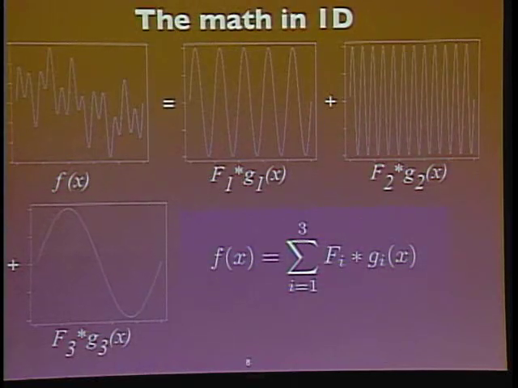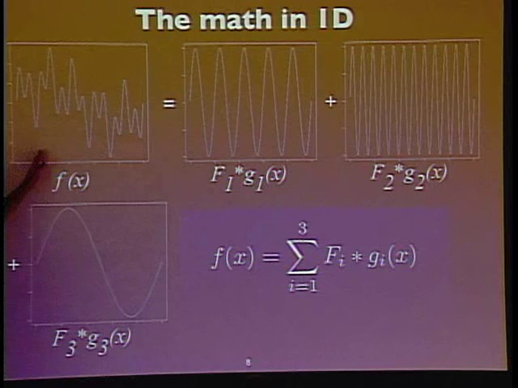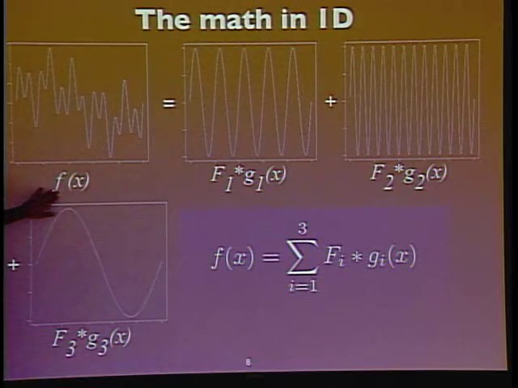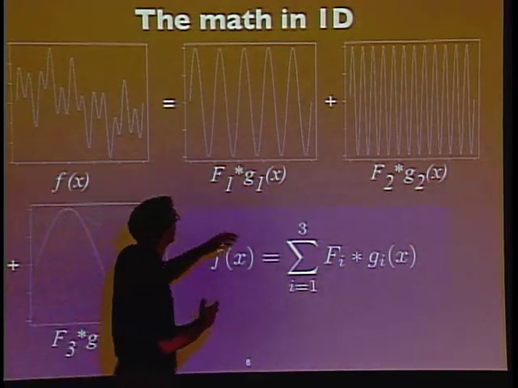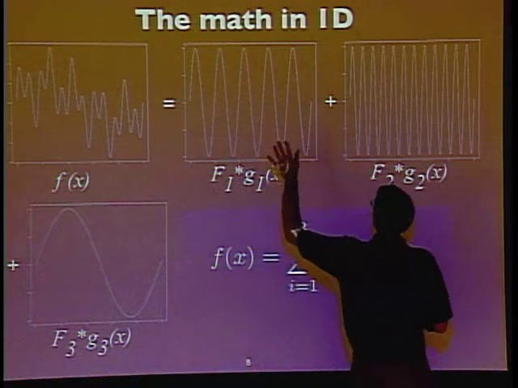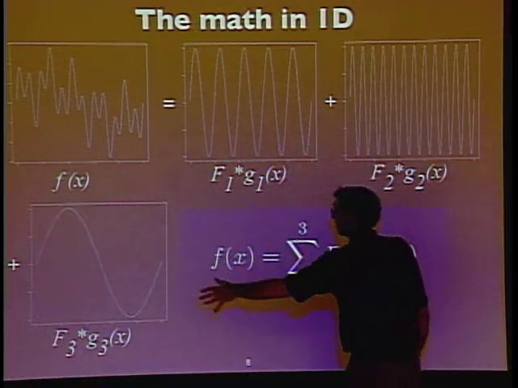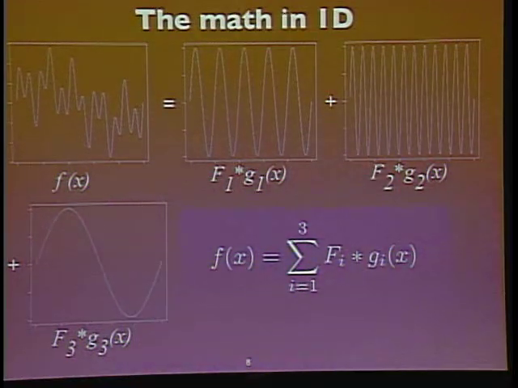Now that you have the big idea, let's talk about the math a little bit. First of all, I'm going to represent my slice of imaging data as a function f with a one-dimensional domain, f of x. So f of x gives me the image intensity at any point x along this line. Now, what I told you is that I have a set of sinusoidal curves. I'll call them g1, g2, and g3. Each of them is on a one-dimensional domain x as well.